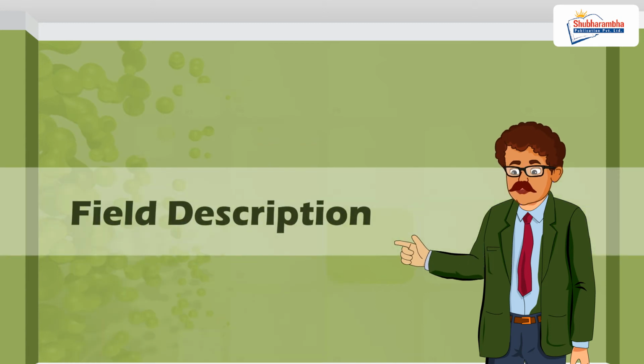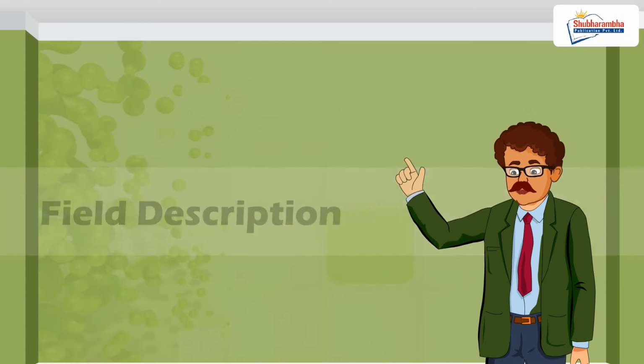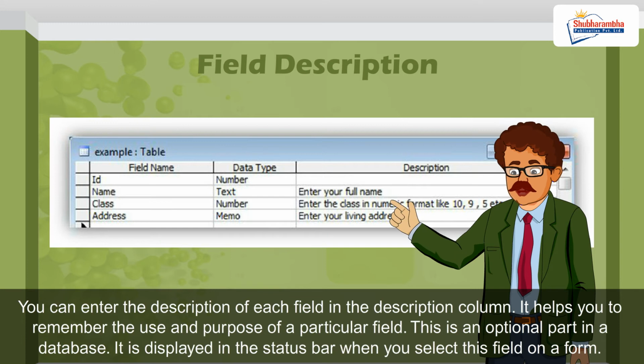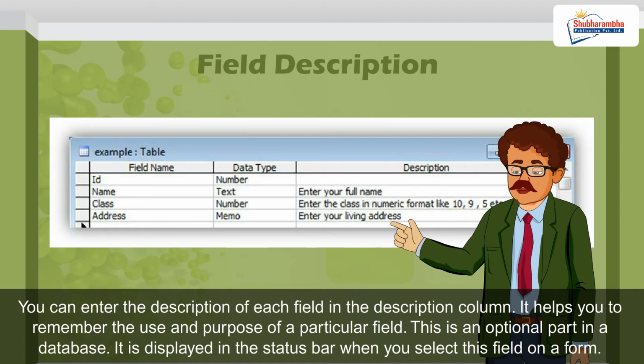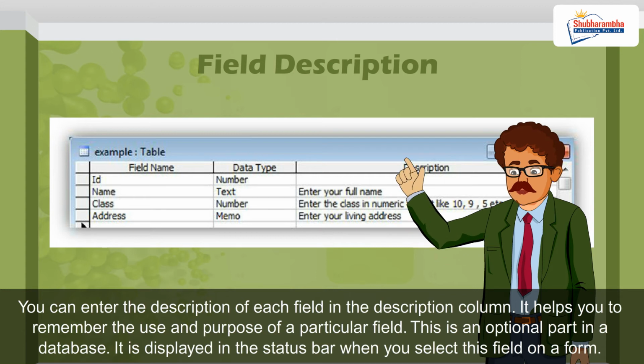Field description. You can enter the description of each field in the description column. It helps you to remember the use and purpose of a particular field. This is an optional part in a database. It is displayed in the status bar when you select this field on a form.